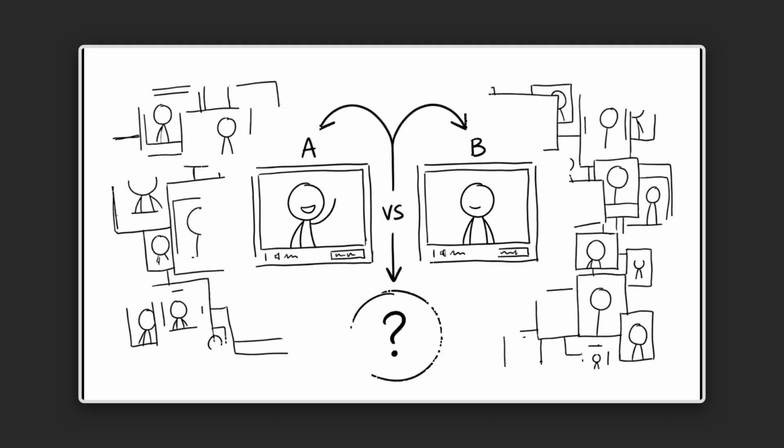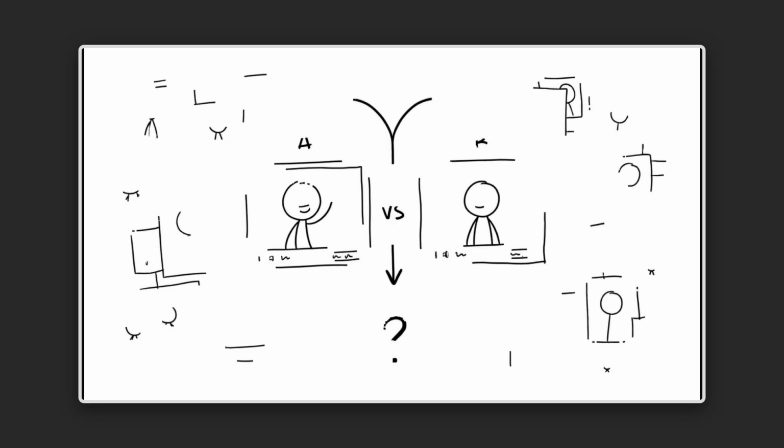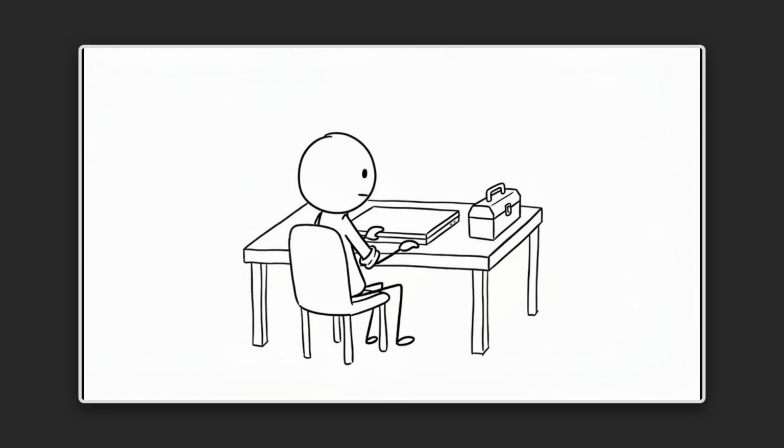So the plan was simple. Run a real A versus B experiment and see what survived contact with reality. And before there was any result, there was setup.